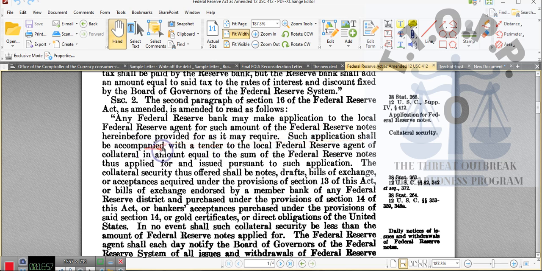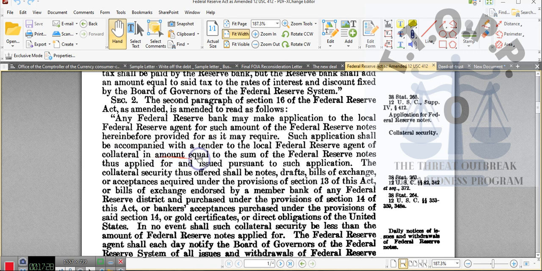Such application shall be accompanied with a tender. So you just have to show up with a tender. Now, I'm not saying do that. I'm saying give them a physical application, people. Give them a physical application because we're dealing with a trust here. It's a trust agreement. We're dealing with a trust. And so this amendment to the trust now suggesting that an application is needed, give them a physical application.